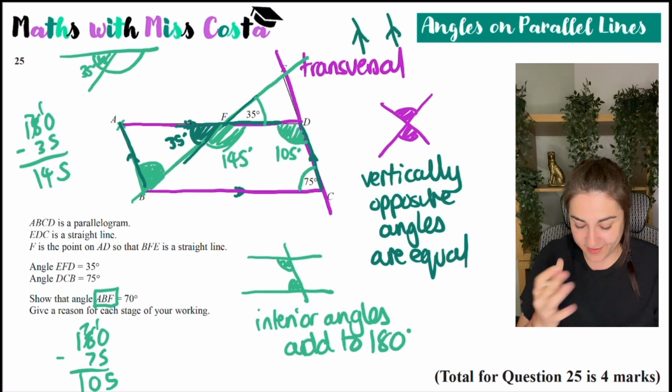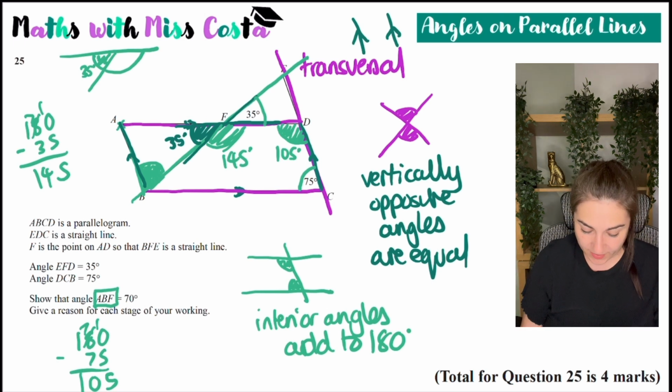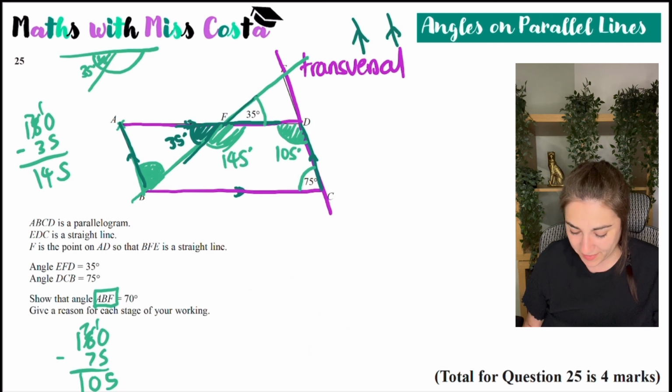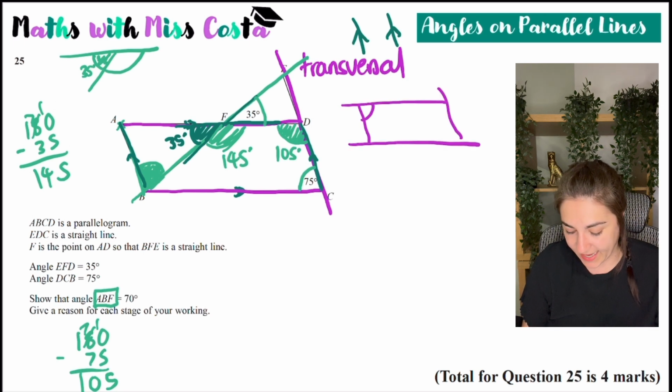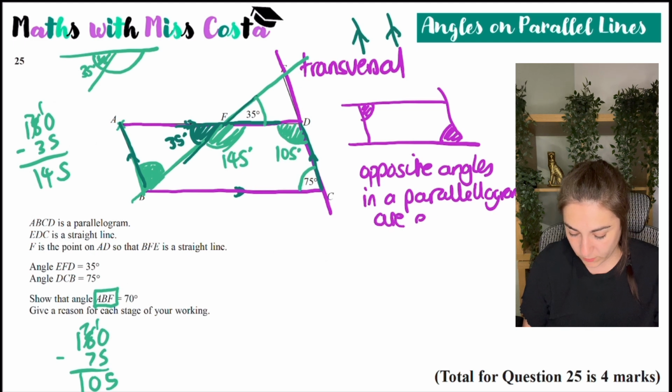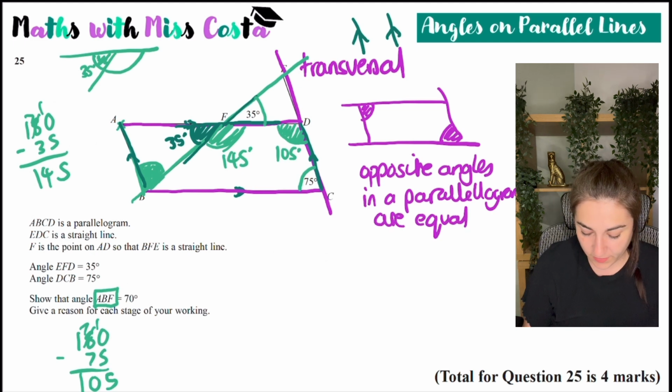Now, there's two things. If you didn't know these rules, then just write them down, but I just need to make some space. So another thing that you should know from your quadrilateral facts is that opposite angles in a parallelogram are equal. So I could have just actually worked that out first. I just wanted to see if there was a route we could do without that.